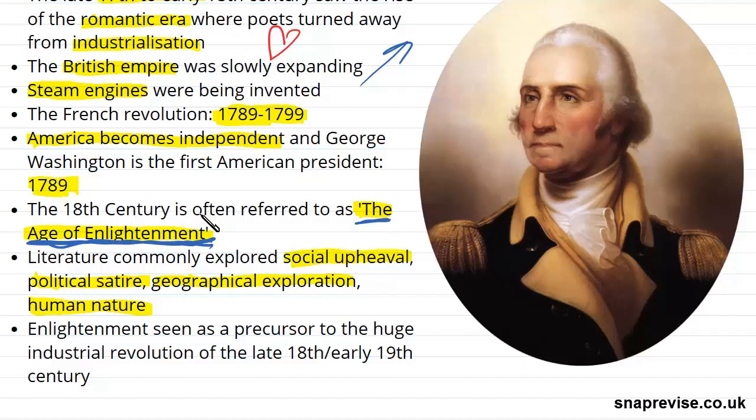The Enlightenment era was seen as a precursor to the even bigger, huge industrial revolution of the late 18th, early 19th century, which is a precursor for the huge urbanisation of the Victorian era.